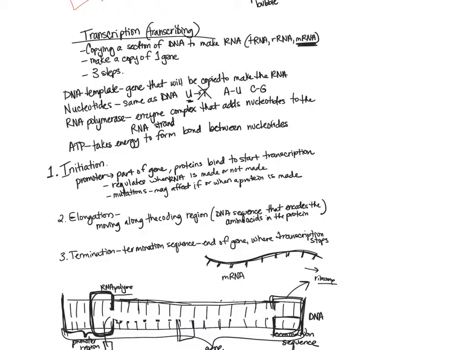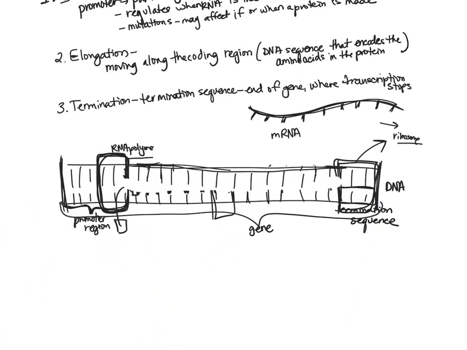And then as we get to the end, we know it's the end because we reach the termination sequence. Once the termination sequence is reached, then RNA polymerase is going to fall off of the strands. The mRNA is going to fall off of the strands, and then the DNA can close up, or it'll stay open so that we can keep transcribing, depending on how many mRNAs we need, depending on how many of that protein we need at the time.